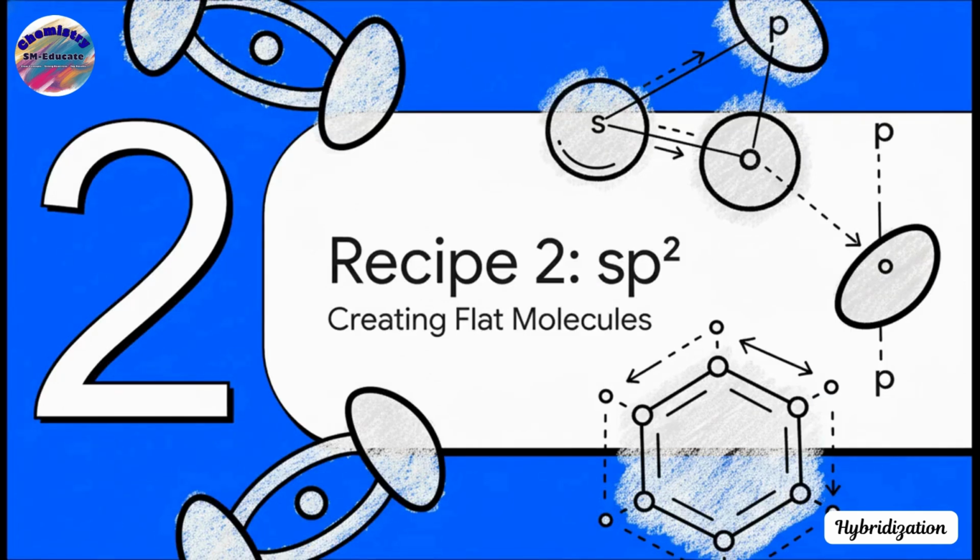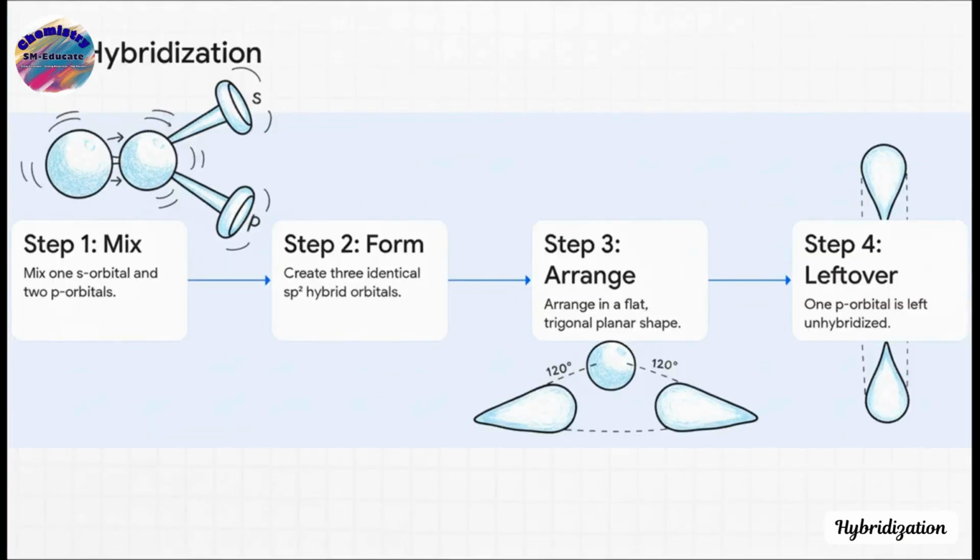What do you think happens when you don't mix in all of the p orbitals? Well, in sp2 hybridization, the atom mixes its 1 s orbital with only 2 of its p orbitals. This gives us 3 identical sp2 hybrid orbitals, and they all lie flat in a single plane 120 degrees apart. And this is the key part.